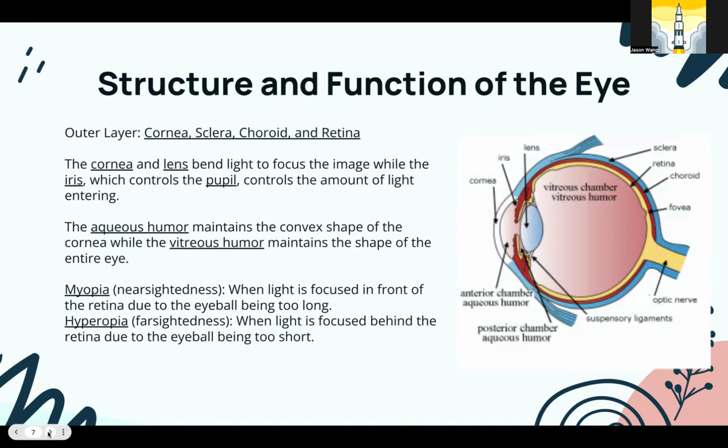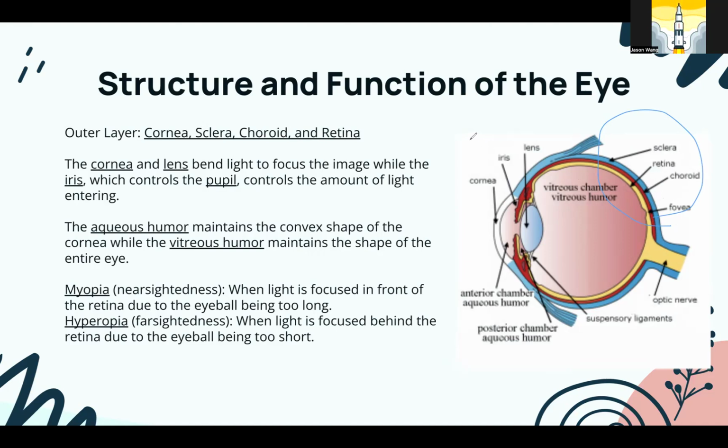So on the MCAT, we do need to know the basic structures of the eye. And so with the outer layers, we have the cornea, sclera, choroid, and then we have the retina. And so you can kind of see that here. I always like to supplement my lectures with some sort of video or image. And so you can see that we have the cornea, the outside, then we have the sclera, then we have the choroid, and then we have the retina.